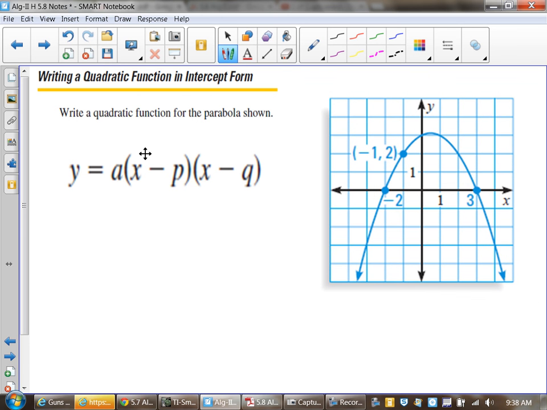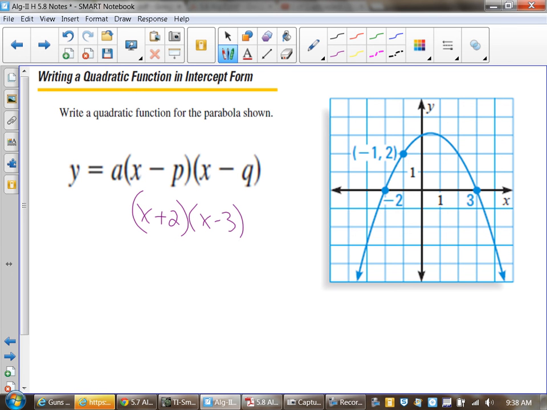What do you think we still have to solve for? A. When you're working with intercept form, remember, that is y equals a times the quantity x minus p times quantity x minus q. Your p's and q's are the zeros. Those are the intercepts. So if my intercept is at -2, it would be x plus 2. If my intercept is at 3, it would be x minus 3. Very good.